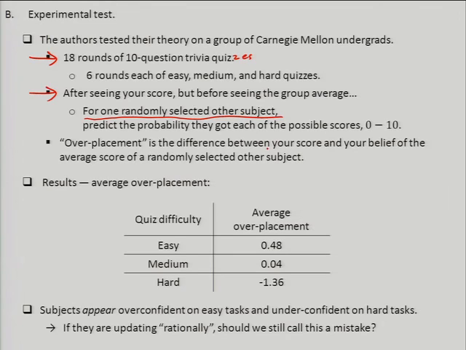Right? And since they didn't know who this randomly selected other person was, that's basically the same as asking what they think the average score for the class is. And basically, if the average of this distribution, which in this case would be 5, is below the score you got, that means you overplaced yourself. And if the average is above the score you got, that means you underplaced yourself in the distribution.